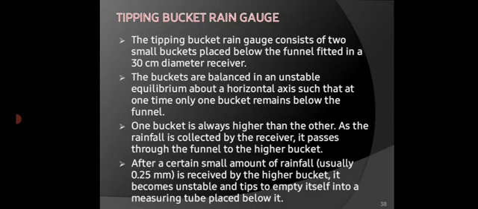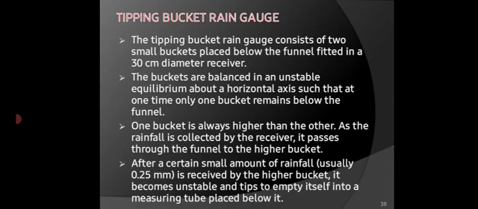The tipping bucket rain gauge consists of two small buckets placed below the funnel, fitted in a 30 centimeter diameter receiver. The buckets are balanced in an unstable equilibrium about a horizontal axis, such that at one time only one bucket remains below the funnel. So there are two buckets which are placed on a pendulum, not on a stable platform.